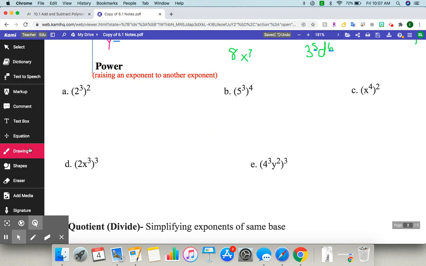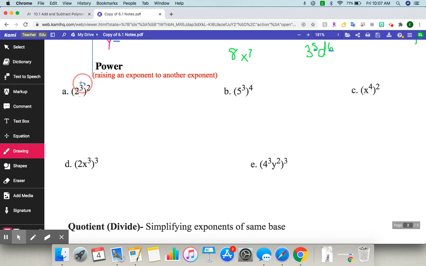So in this next section, we're looking at using a power as an operation. I like to say that's just raising an exponent to another exponent, or raising a power to a power. So first, once again, we want to expand this and then simplify. So we're actually going to have to expand this twice.